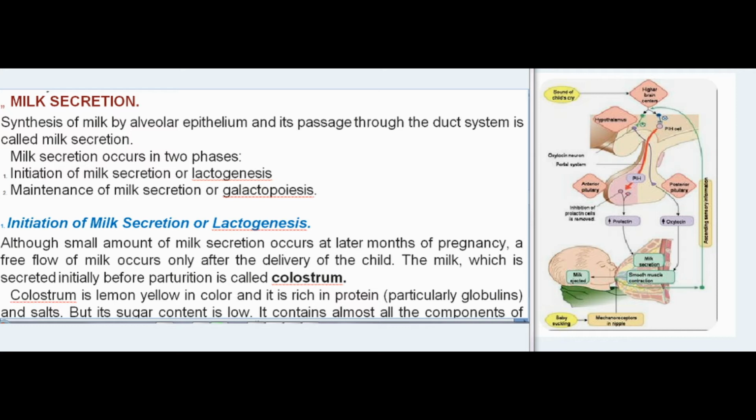The milk, which is secreted initially before parturition, is called colostrum. Colostrum is lemon yellow in color and it is rich in protein, particularly globulins, and salts. But its sugar content is low. It contains almost all the components of milk except fat.